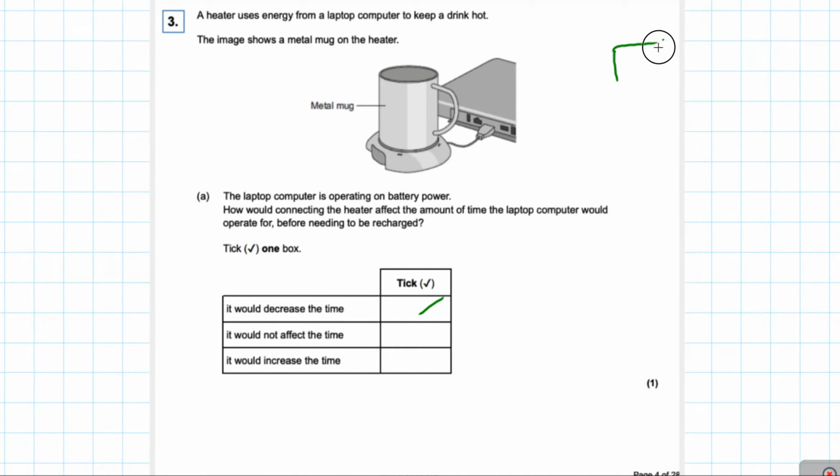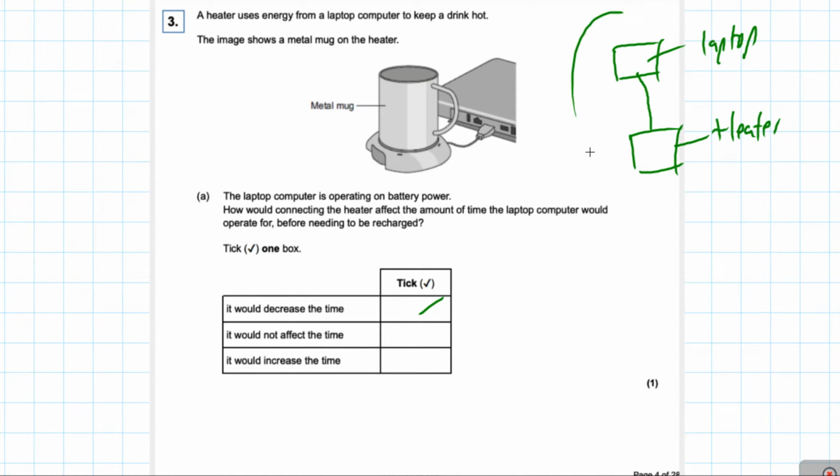So in the original case, if you just have the laptop by itself, it only has the laptop to power. But if we connect the heater to the laptop, now we've got two things that we need to power, and therefore we're going to use up more energy. We're going to use up the energy quicker for the laptop, and therefore it will decrease the amount of time before it needs to be recharged. So just be careful and make sure you read the question for this one.